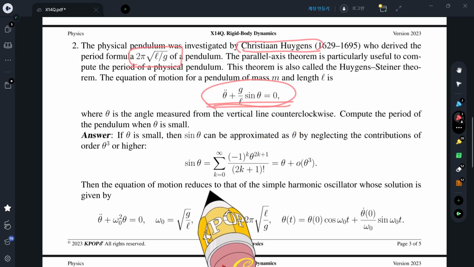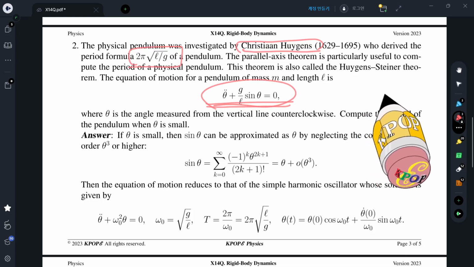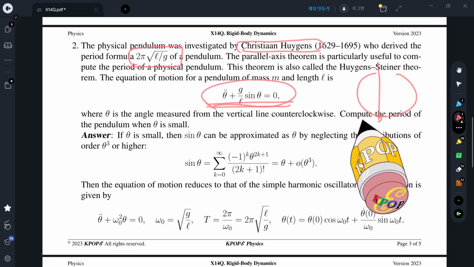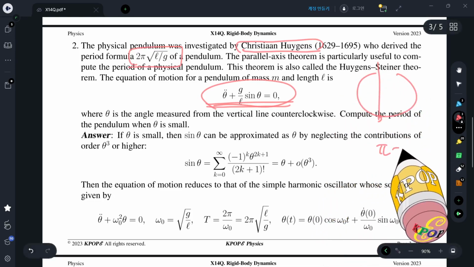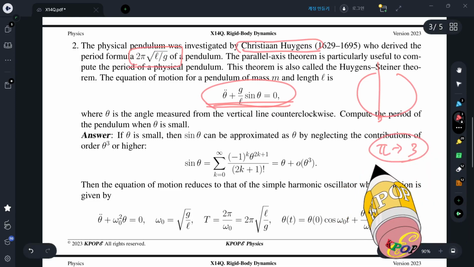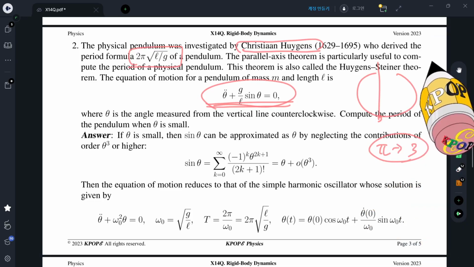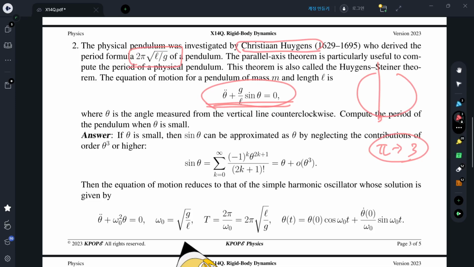If we make an approximation in the limit as theta goes to very small, but actually the actual angle of rotation varies from 0 to pi, and pi is nothing but 3. It does not go very far. So this 3 is not a very seriously large number. That's the reason why the amplitude is almost independent. It does not change the period of the pendulum effectively.